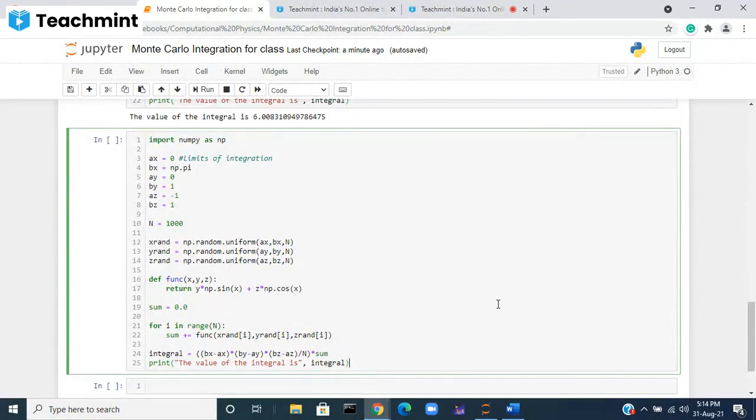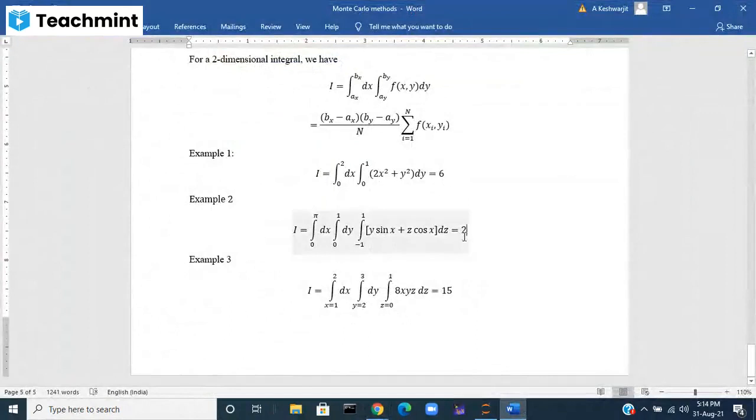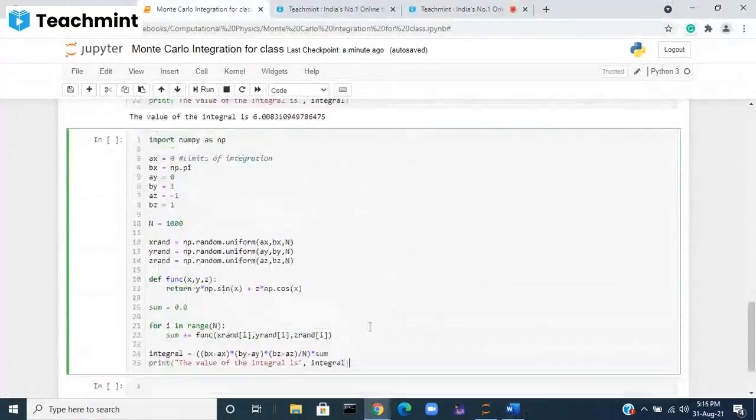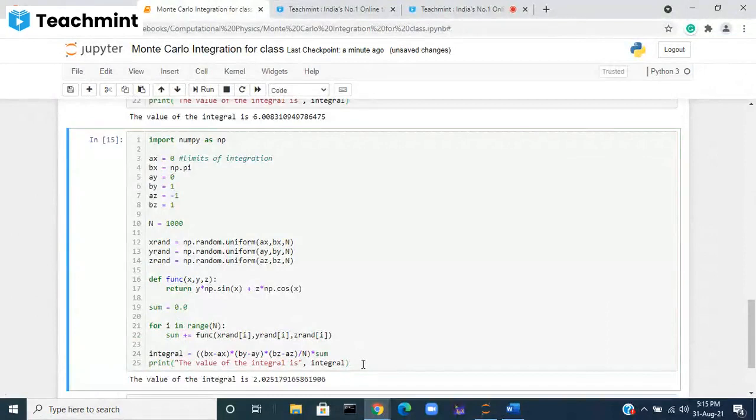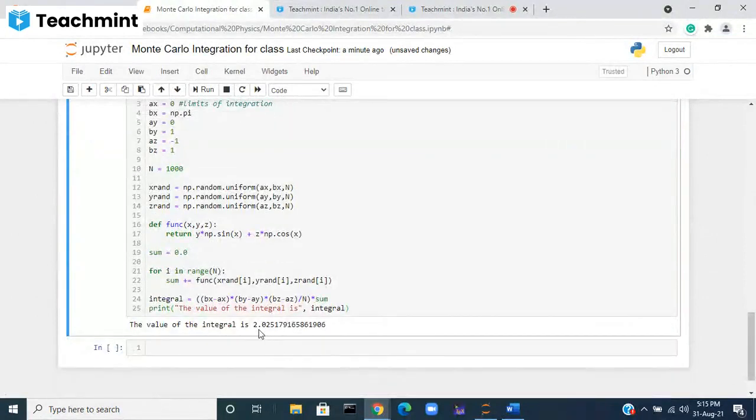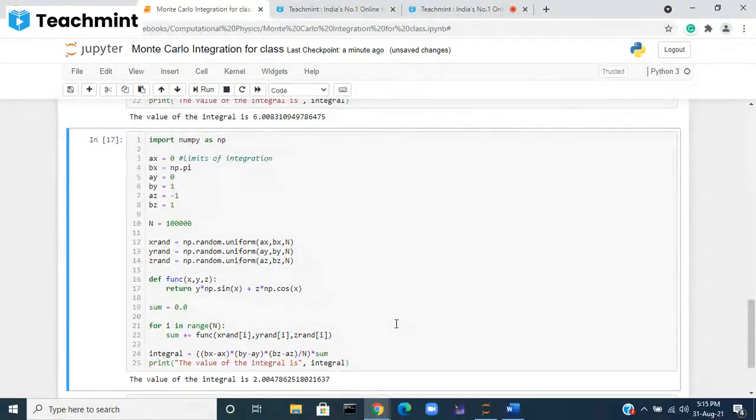So let us run this. The exact value is 2. Let us see how close to 2 we get. We get a value which is very close to 2.025. If I increase the number of random points, from 1000 to 1 lakh, I should get a more accurate answer. Let me run it again. It's 2.020. Let me run it again. I should get a different answer, but it should be very close to 2. So this is how we use the Monte Carlo method to evaluate an integral.